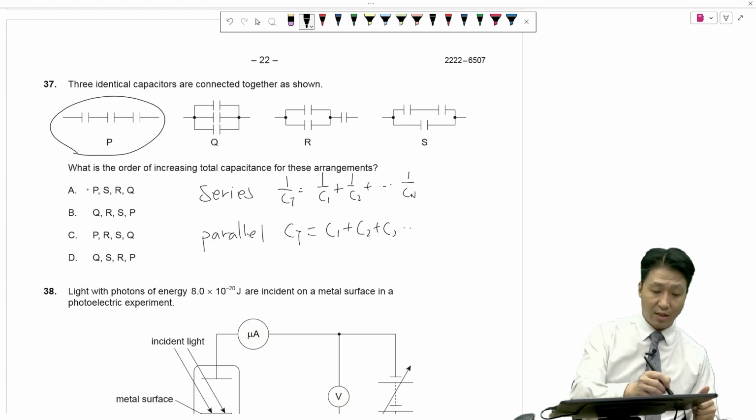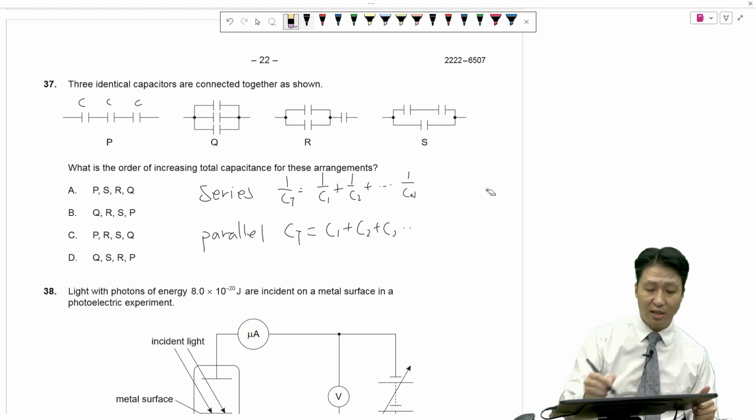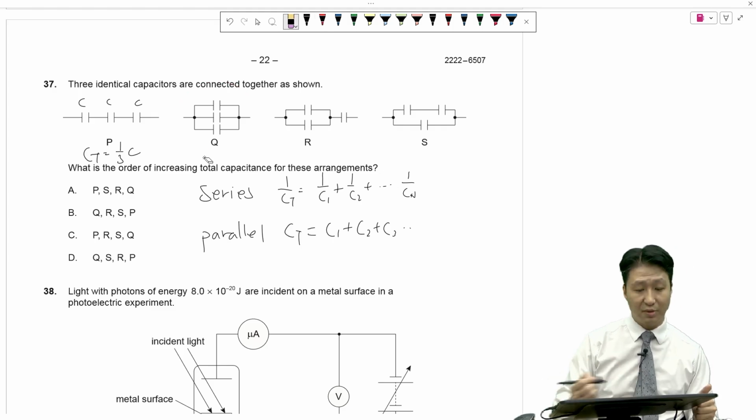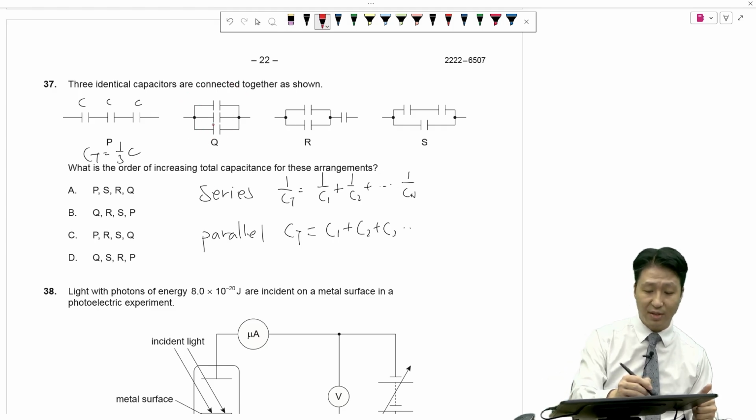So let's look at the first one. These 3 capacitors are C, C, and C. They're in series. That means it has to be low capacitance. If you use this equation, you just get total capacitance is equal to 1/3 C. What about Q? These are all in parallel. Just add them up. C plus C plus C, total capacitance is equal to 3C.